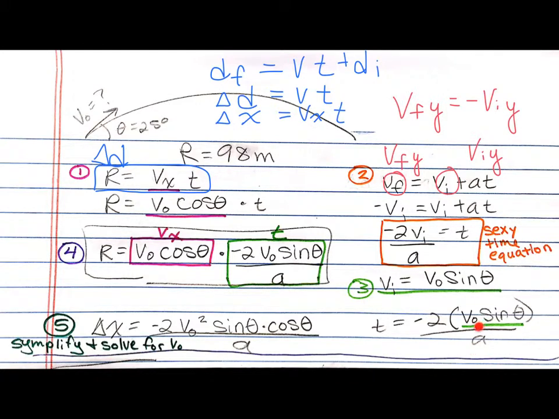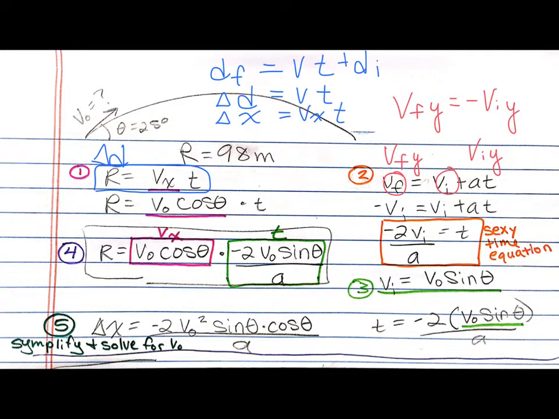So the only thing that I don't know here is V naught, because I know that sine theta is whatever angle they give me, in this case 25, just because I picked 25 randomly. It was 45 in problem 57. And I also know that A is negative 9.8. So one thing to remember is that since this is negative 9.8, that negative will cancel with this negative right here. So this whole term will become a positive number.